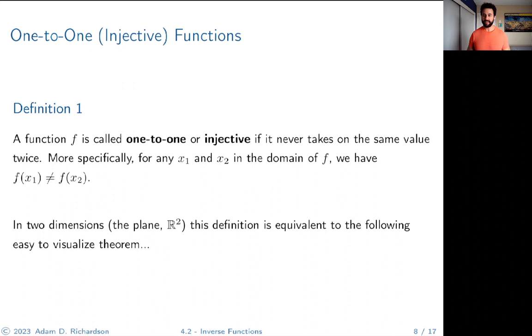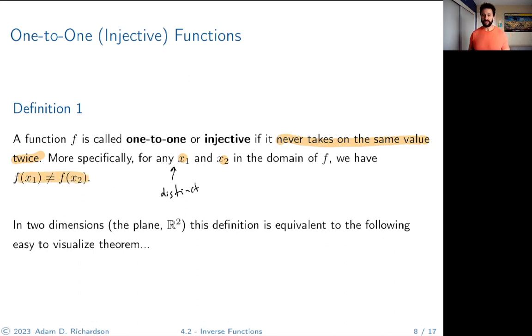All right, so here is the definition. We say that a function is one-to-one or injective if it never takes on the same value twice. So this is different than just the definition of a function. Make sure to read this and think about this carefully. What we're saying is that for any distinct x1 and x2, they cannot be equal. For any distinct x1 and x2, the outputs will not be equal.